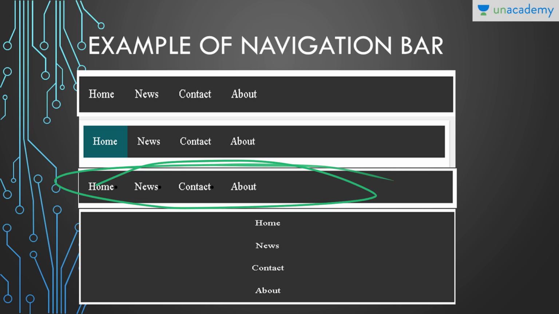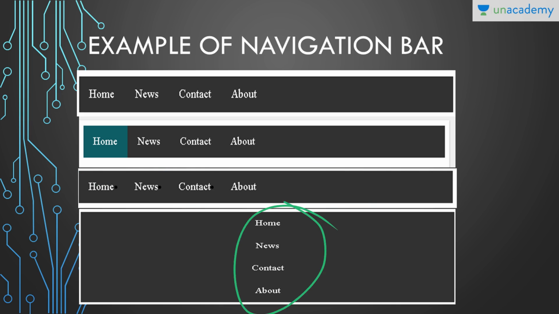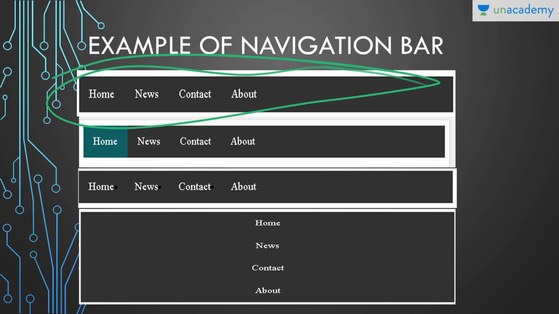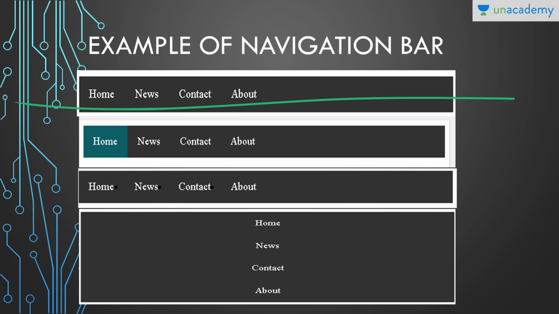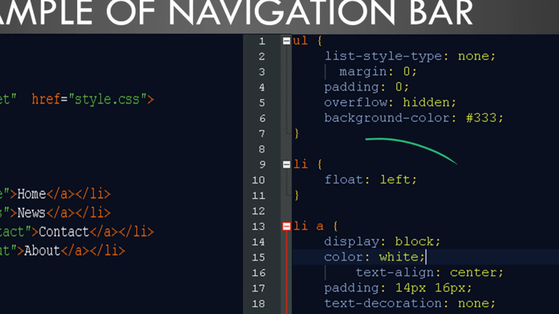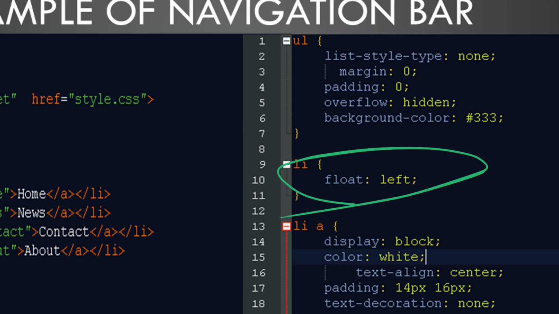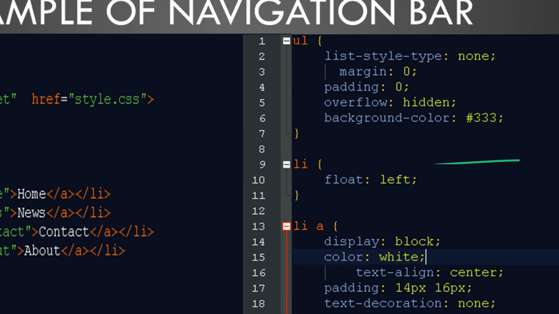Now as we know, they will look like this. If I want them to be horizontal, not vertical, I'll use float left. So all of them will be floated left. This is the float left property. First of all, they are arranged like this, and after using float left, they will be arranged like this. So this is the property.